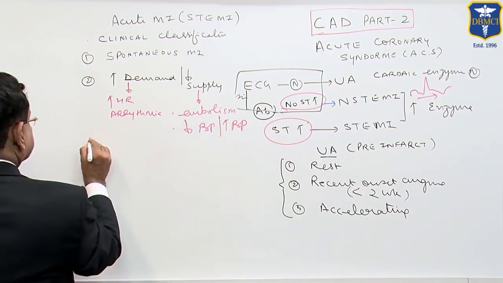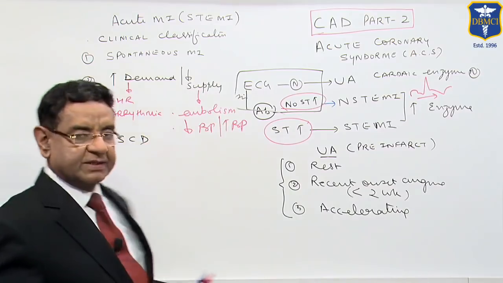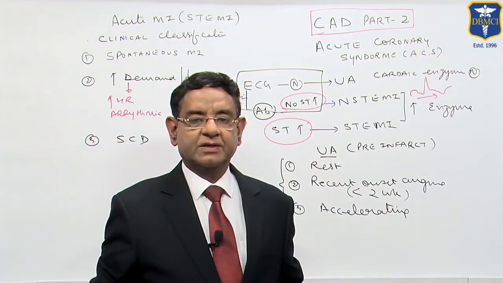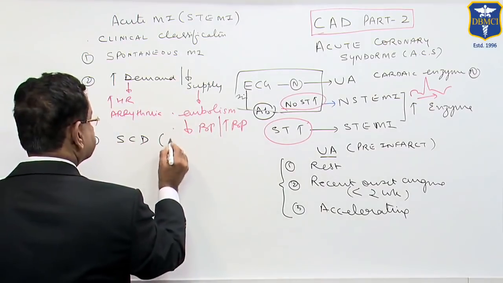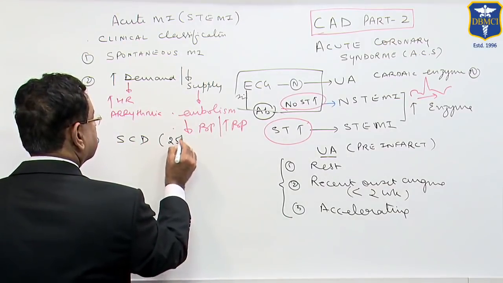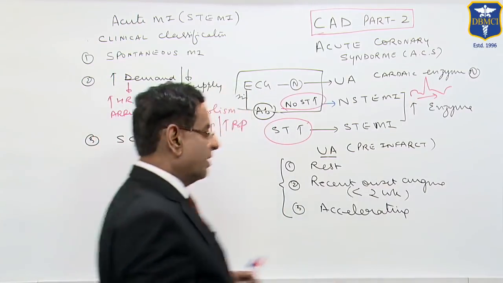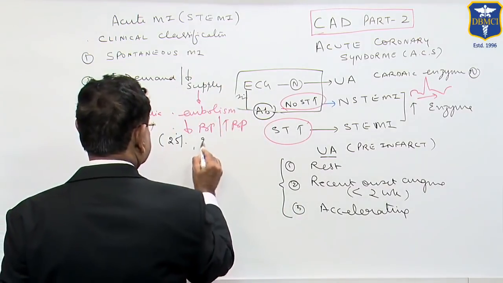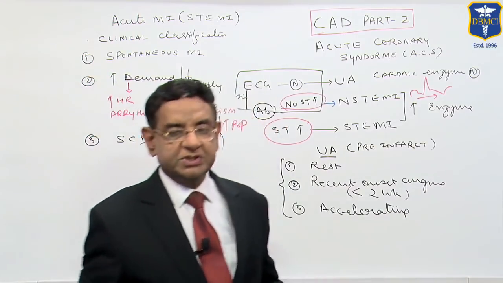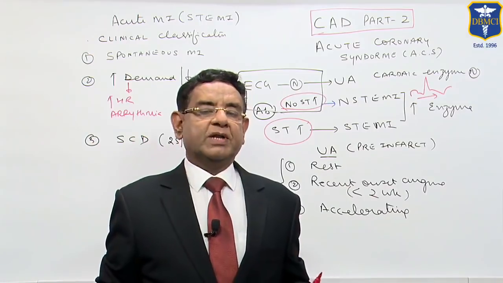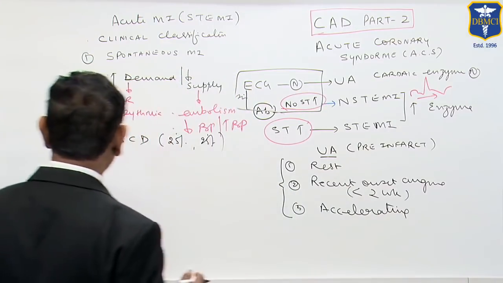Third, sudden cardiac death. Remember, in acute MI, 25% of people do not reach the hospital, and another 25% die within the first 24 hours. In a nutshell, mortality is very high in acute MI in the first 24 hours.